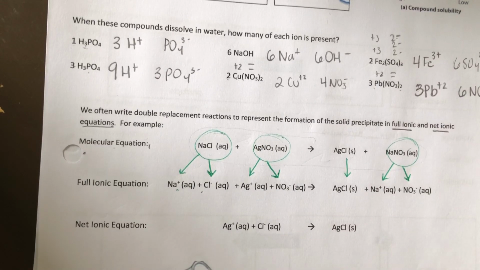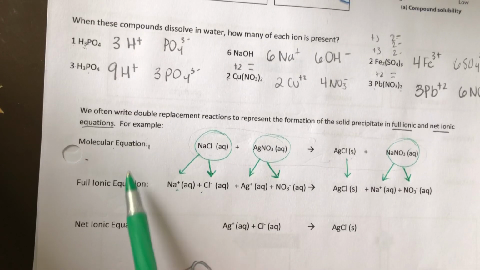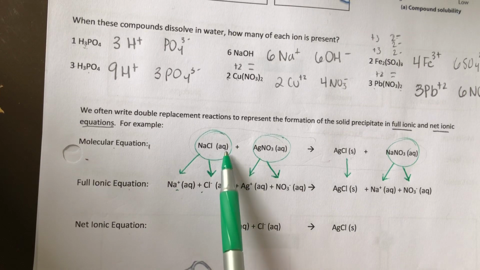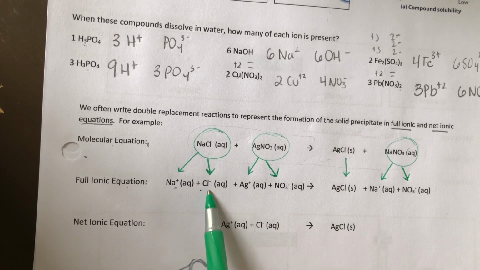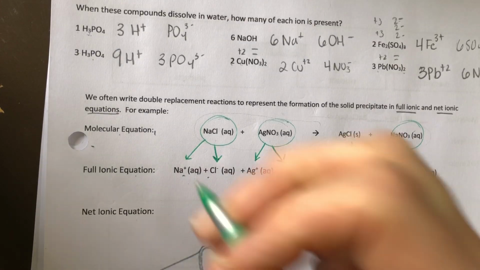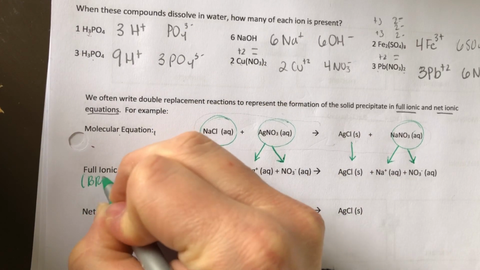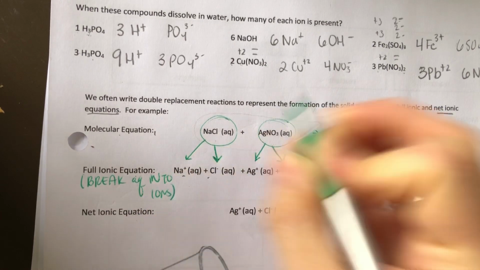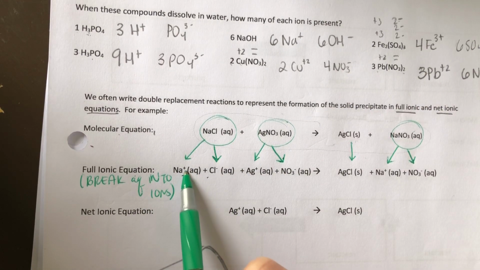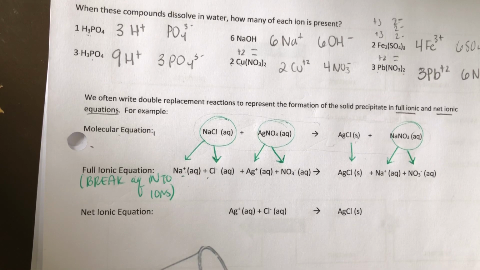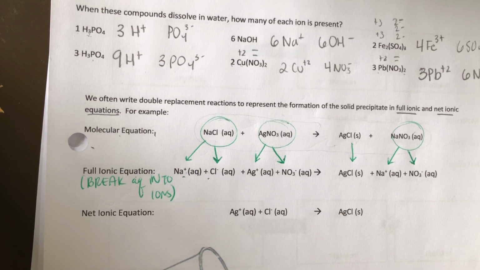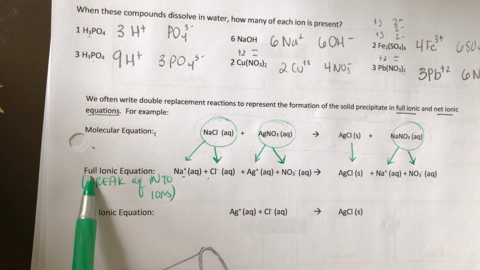So the big idea is that when we go from the molecular equation to the full ionic, it seems very complicated, but literally all we are doing is breaking up anything that is aqueous into its ions. Now the details are figuring out the charge of those ions and how many you're producing. That's kind of like what we were practicing up here. All right, now that's what we call full ionic.